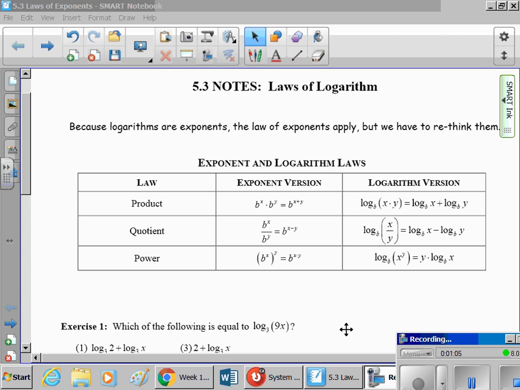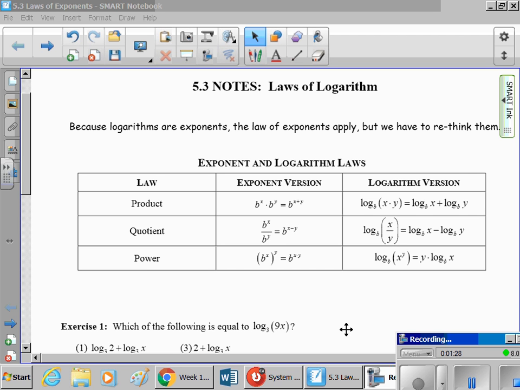All right, so the quotient is exactly the same. So b to the x divided by b to the y is equal to b to the x minus y because we subtract those exponents. And sliding over to the logarithmic version, we have log base b of x divided by y is equal to the log base b of x minus the log base b of y.